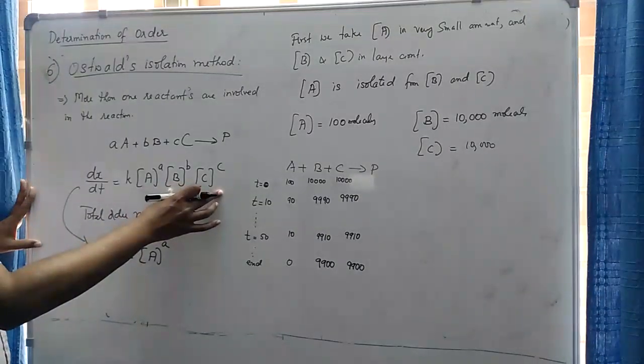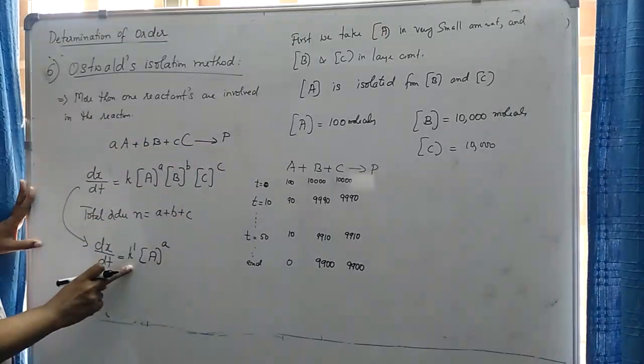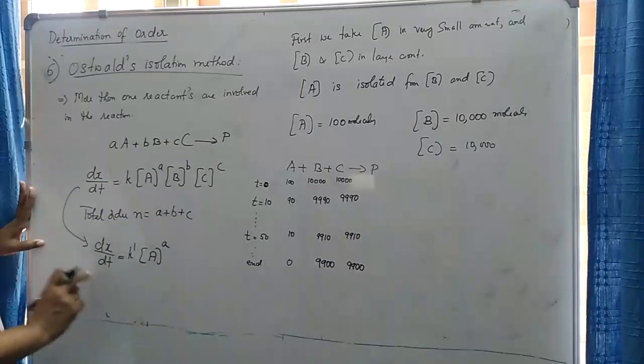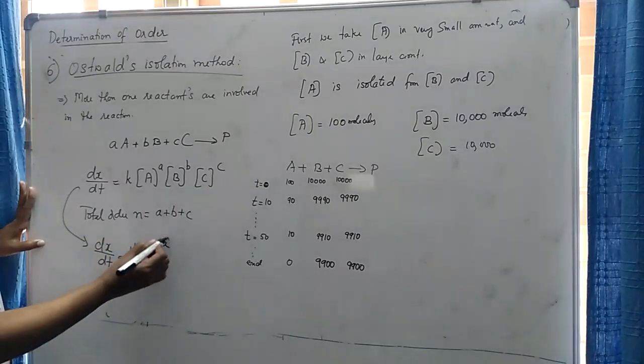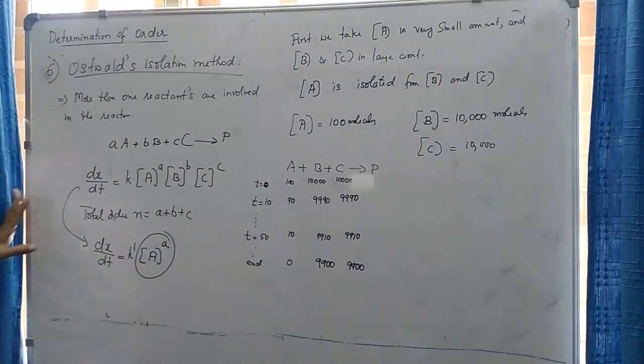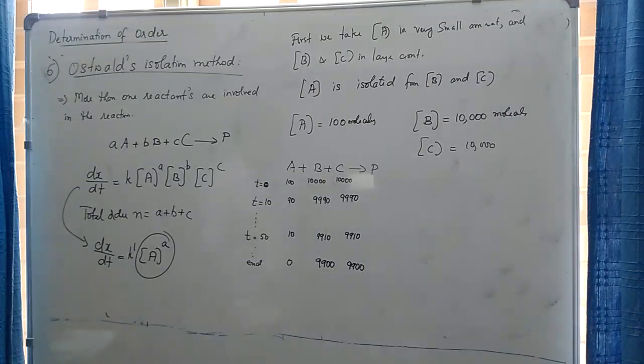You can see, these are all constants now. This is also a constant. So I club all these constants together and write it as k dash. So this equation clearly tells that now the rate of the reaction only depends on the concentration term of A. So now it is easy to establish what is the order of the reaction with respect to A.